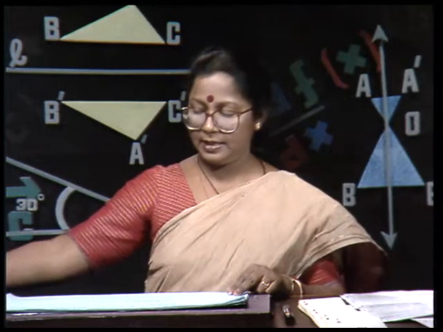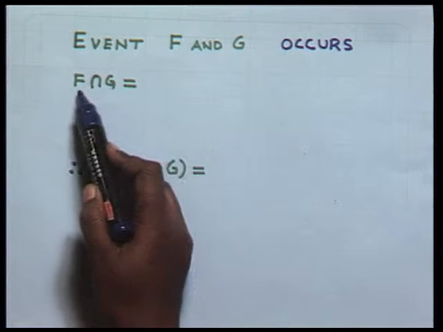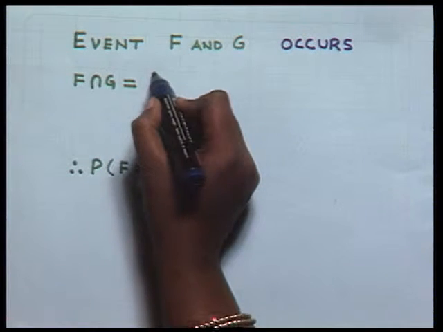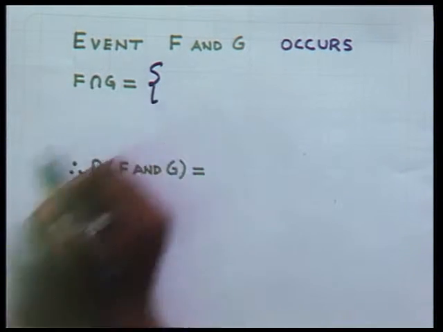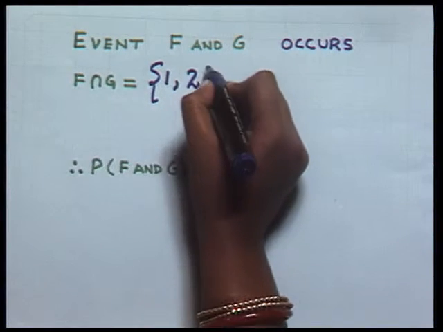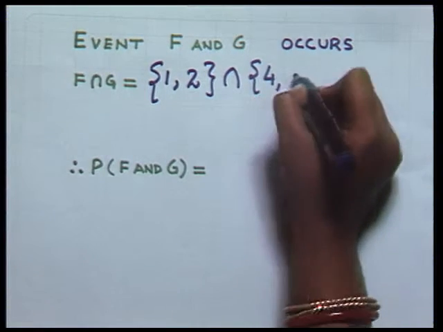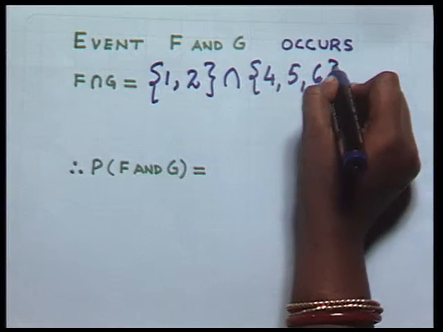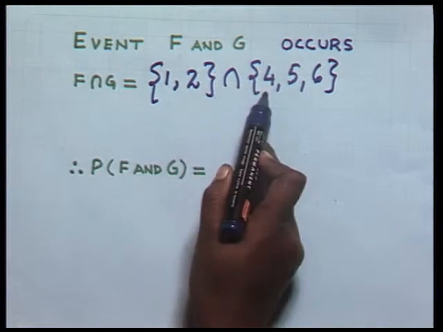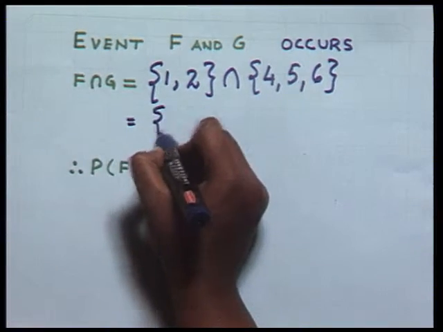Similarly, we can say that the event F and G occurs when both F as well as G occur together. So, the subset is defined by F intersection G, which is equal to 1, 2 intersection 4, 5 and 6. As we can see, we do not have any element common in these 2 sets. So, the final set F intersection G which we get is a null set.